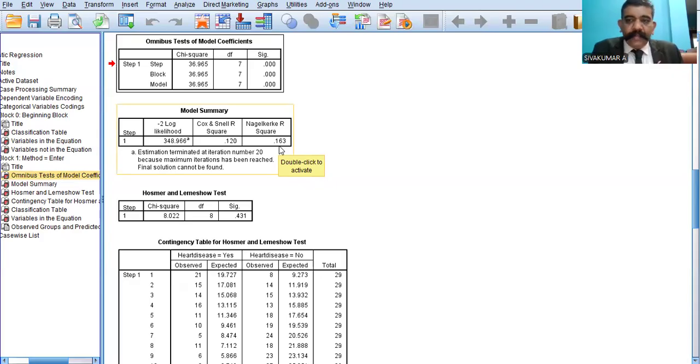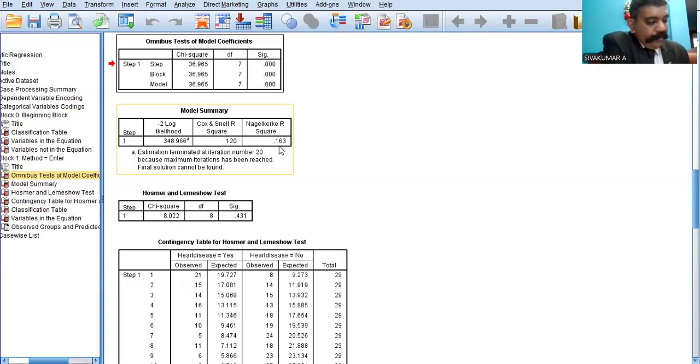The last one is the most relevant value here. That value is more relevant than the Cox and Snell R square value. Two types of R square value: the first is 0.120, the second is 0.163. The higher value, that may be 0.163. Then please take it.